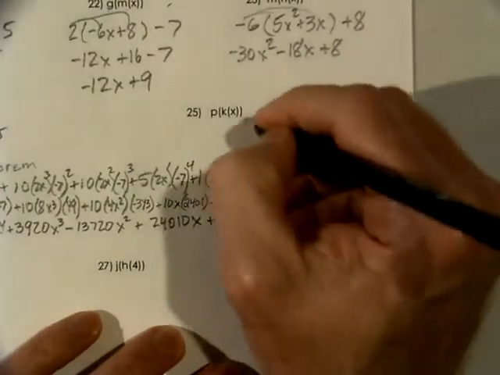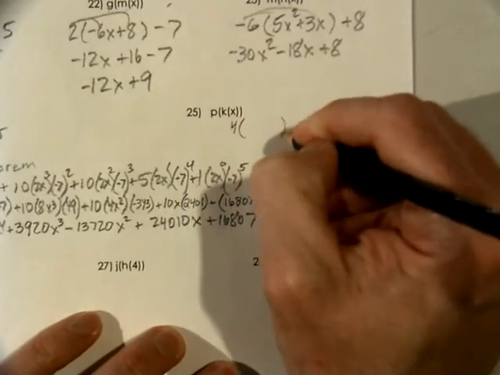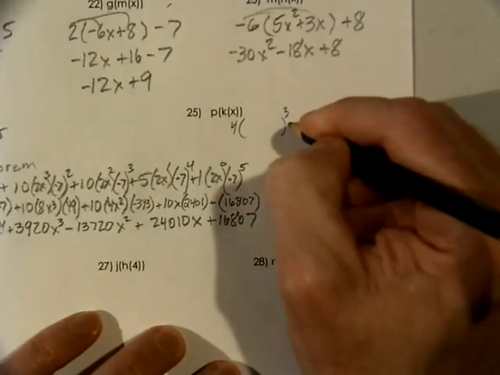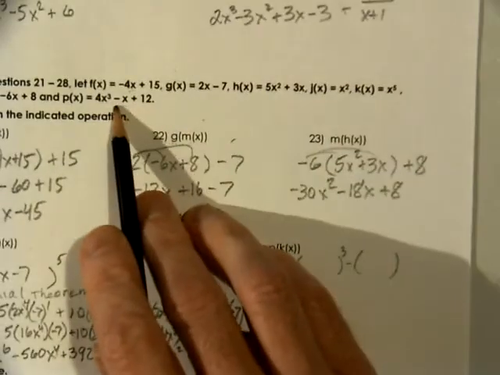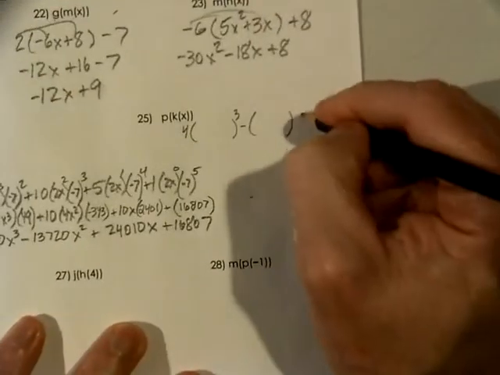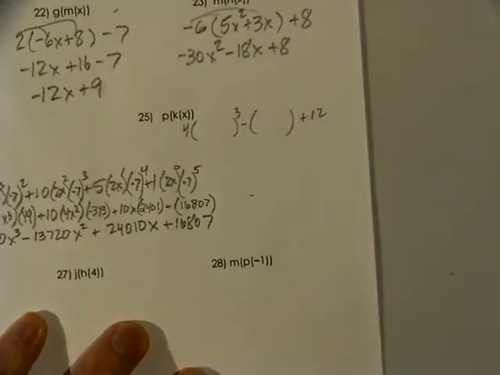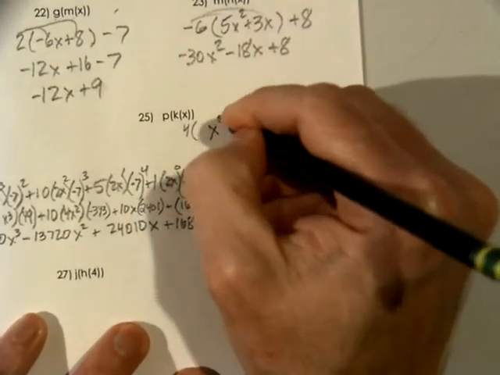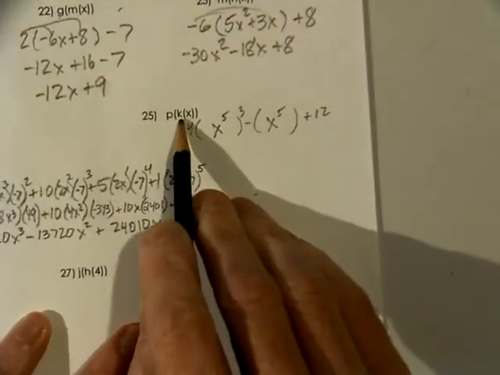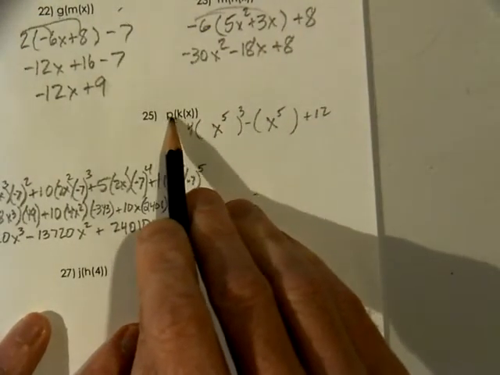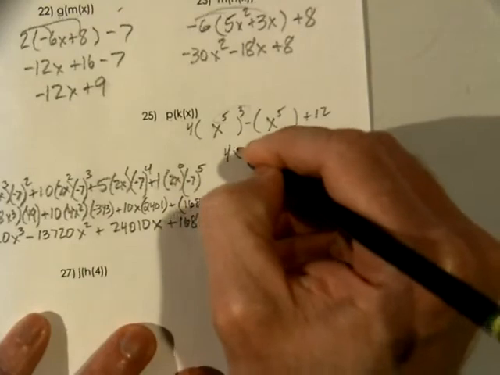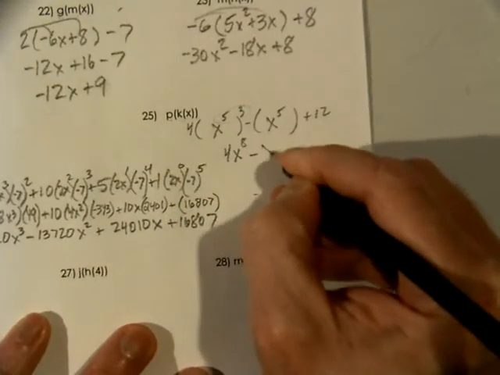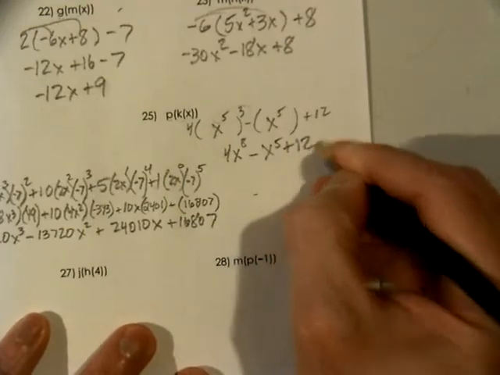The p function, which is 4 times something cubed minus that same something plus 12. So the k function is x to the 5th. So we put x to the 5th inside every spot that the p function has an x. So this becomes 8. So 4x to the 8th minus x to the 5th plus 12.